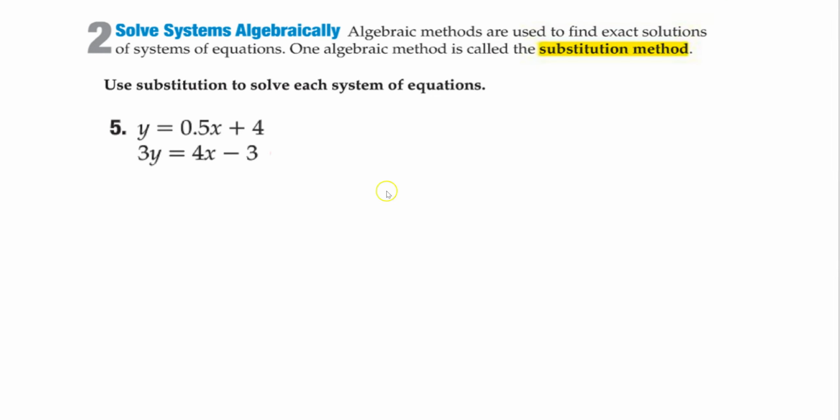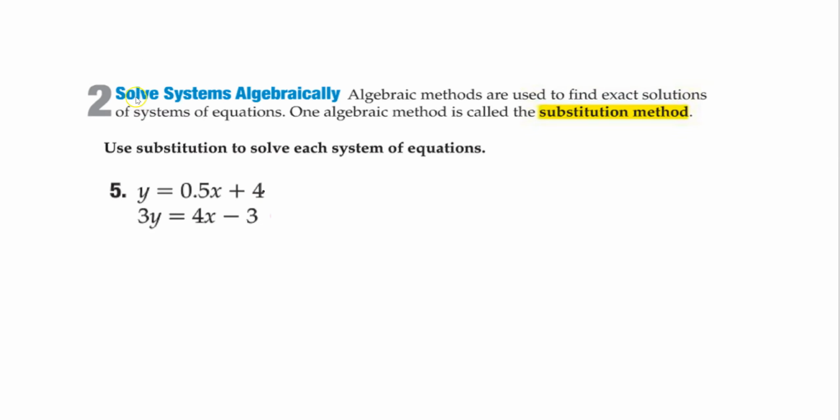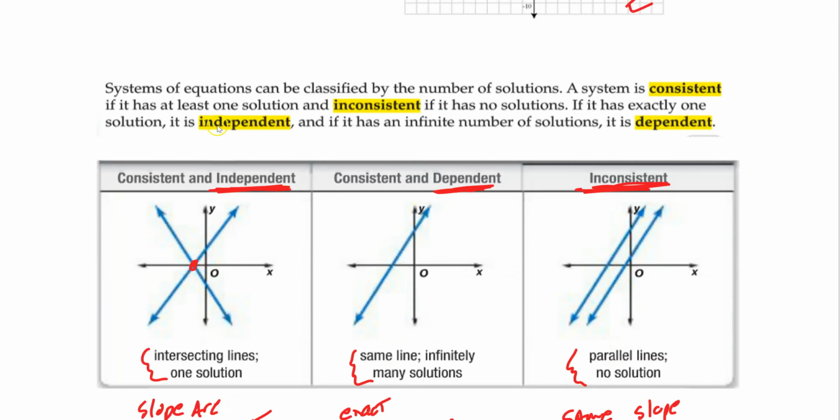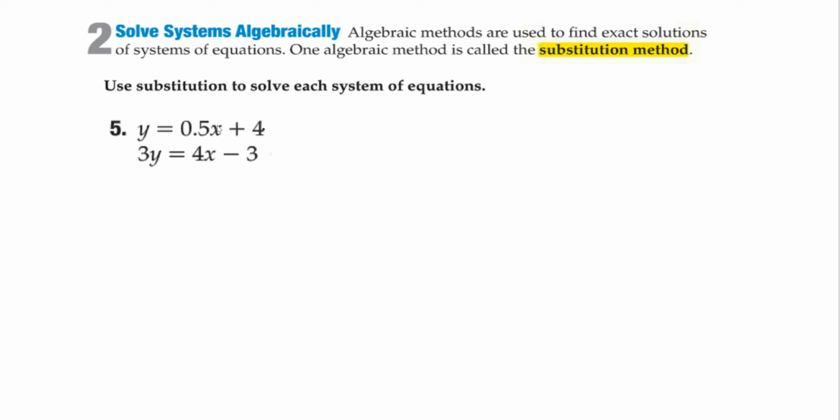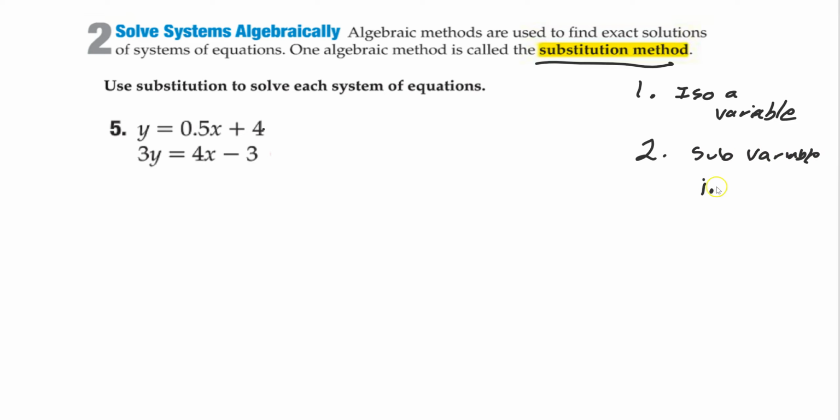The first way we solved was you graph them. This is the exact same equation we had at the very beginning. But now we're going to solve it by substitution. So the substitution method is generally you want to isolate a variable, and then you're going to sub that variable into the other equation. And we're going to solve.